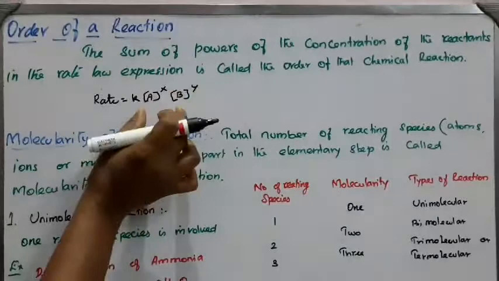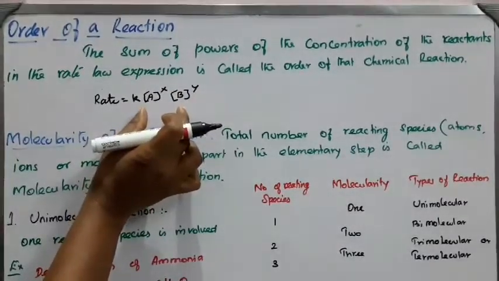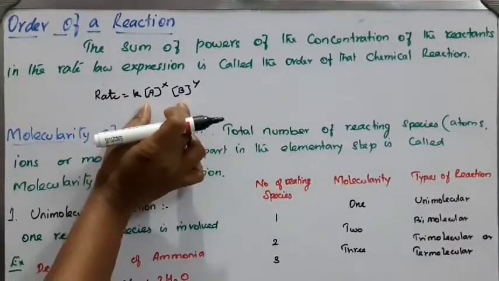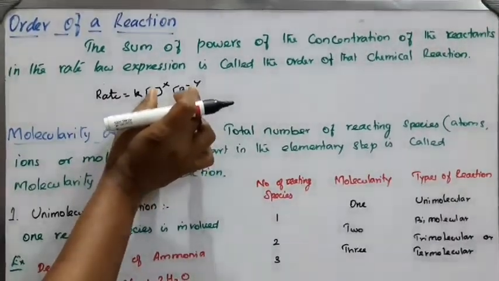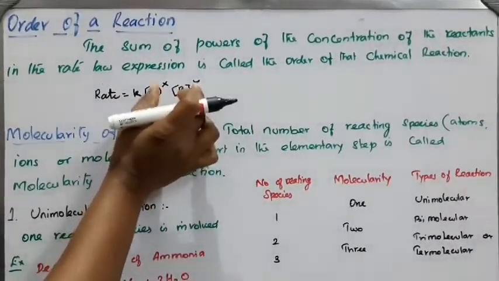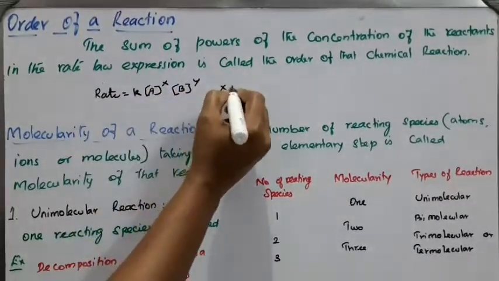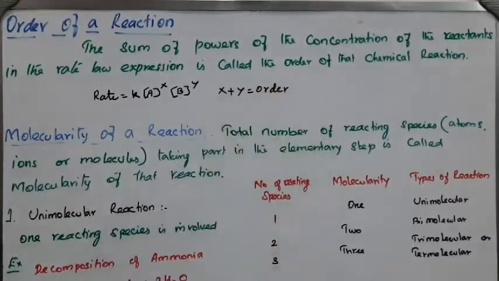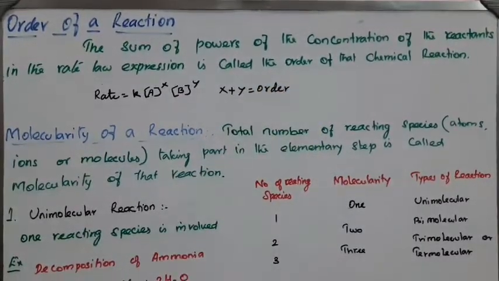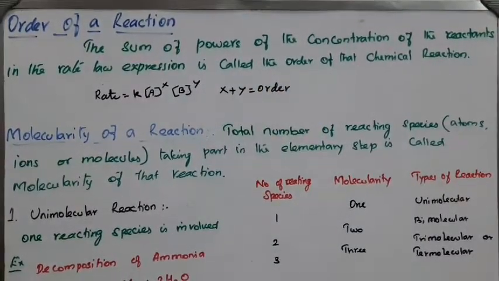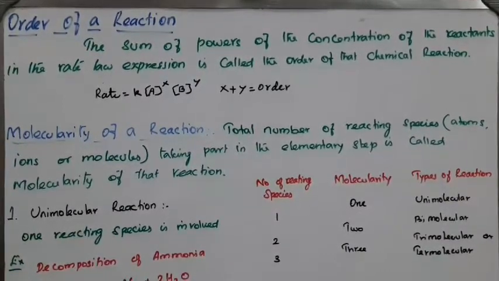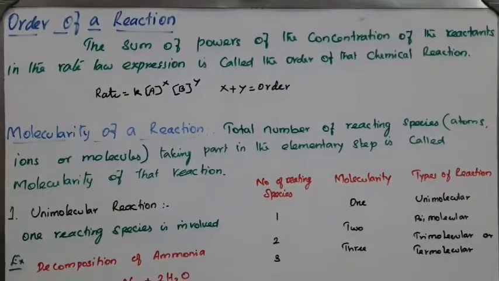So this is the concentration of reactants A and B raised to the power of exponents. These exponents, x plus y, equal the order. This order is an experimentally determined value. For any reaction it is undergoing, only based upon experiment can we get the order of the reaction.